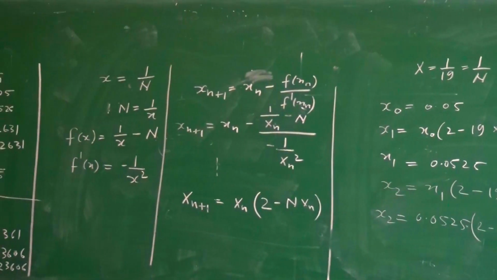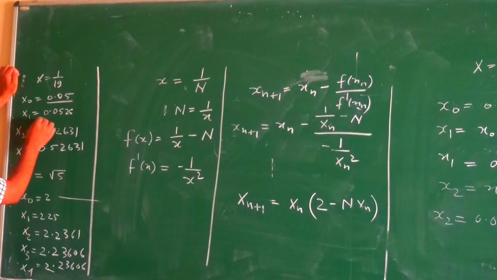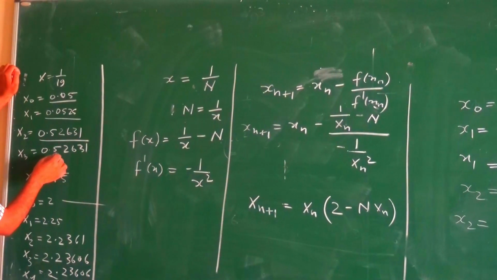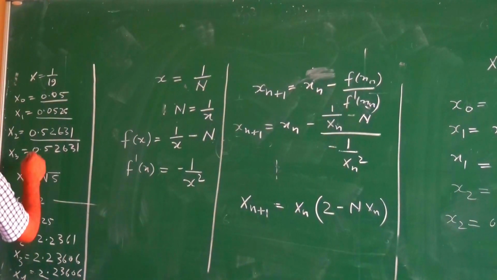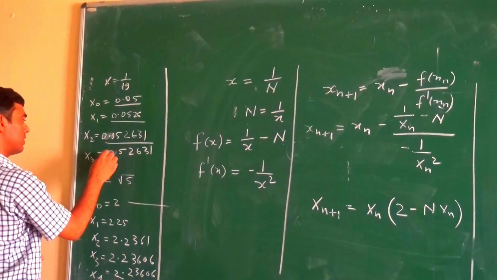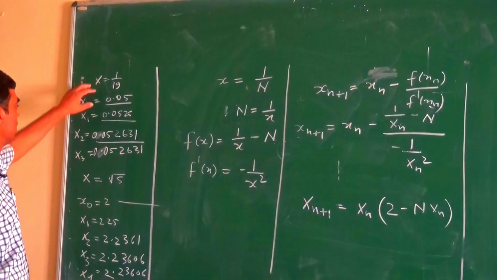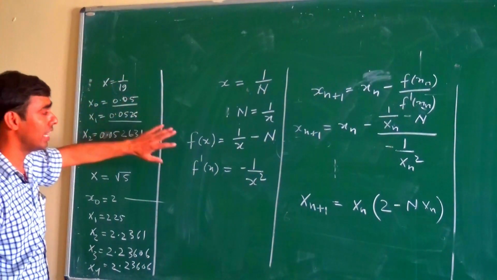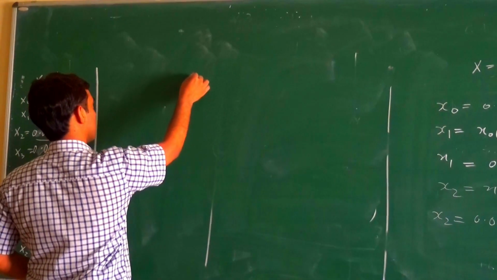If we concentrate here, what is the value of x0? x0 is 0.05, x1 is 0.0525, and x2 is about 0.05231. This is the value of 1 by 19 found with the help of the Newton-Raphson method, for any natural number.